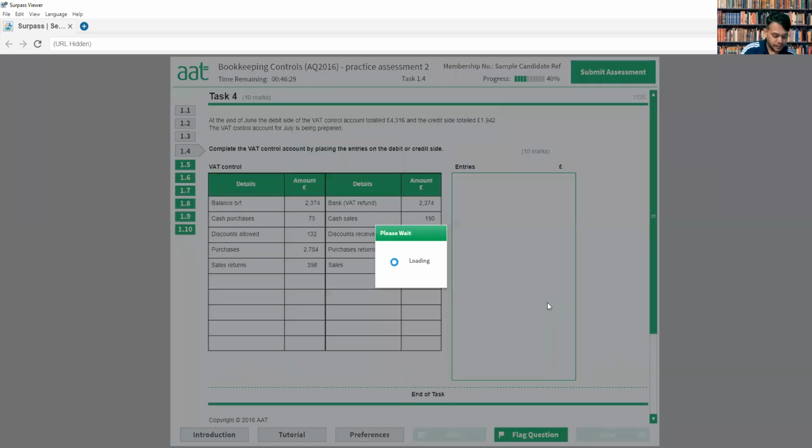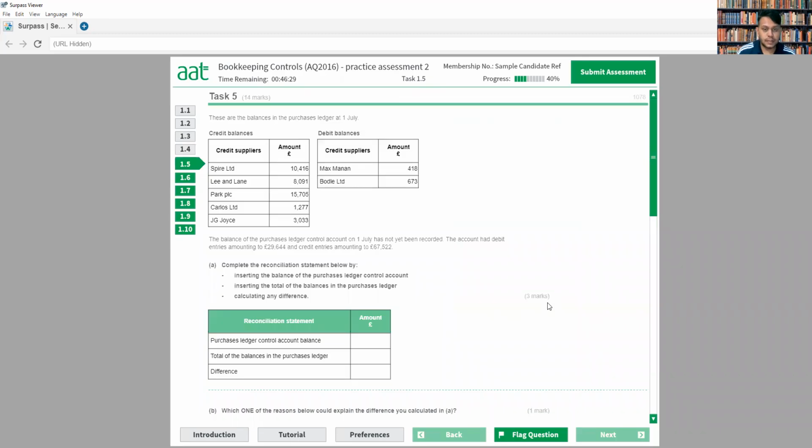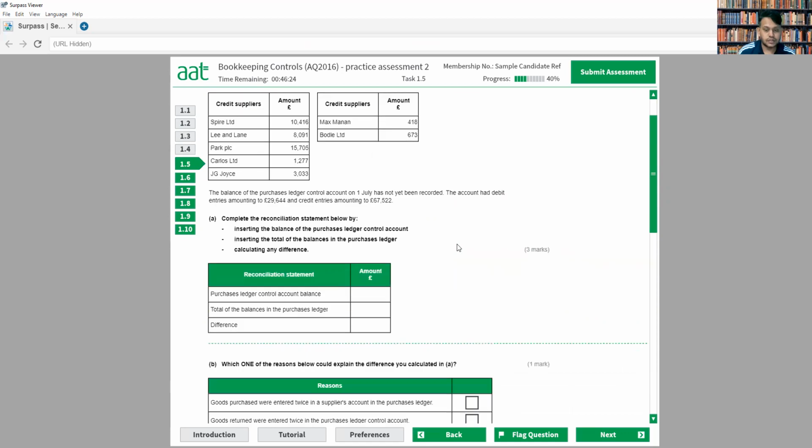All right, move to the next one, task 5. Task 5 is the reconciliation between the purchase ledger and the purchase ledger control. So let's try to do that.